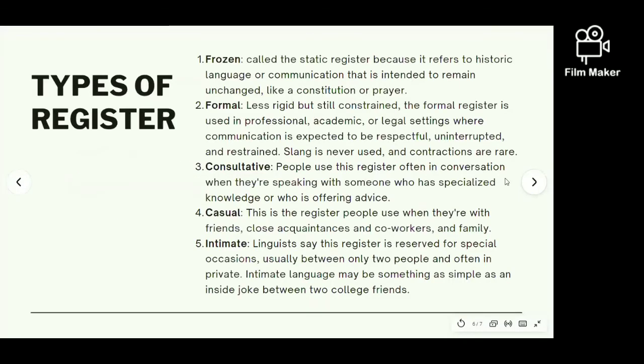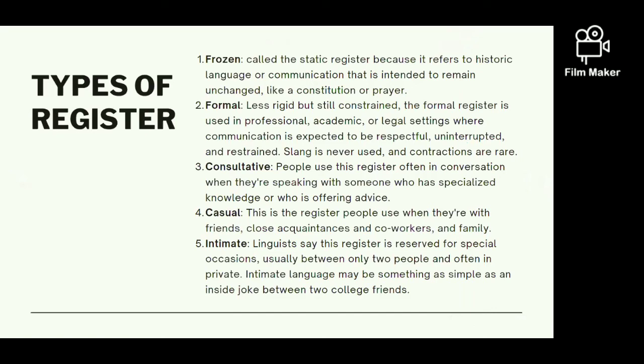Next is types of register. There are five types. The first one is frozen, also called the static register, because it refers to historic language or communication that is intended to remain unchanged, like a constitution or prayer, for example, the Bible. Second is formal, less rigid but still constrained. The formal register is used in professional, academic, or legal settings where communication is expected to be respectful, uninterrupted, and restrained. Slang is never used and contractions are rare. For example, TED Talks and business presentations.